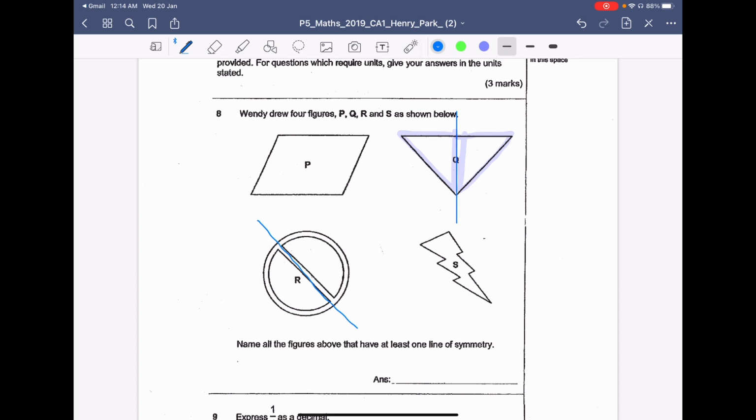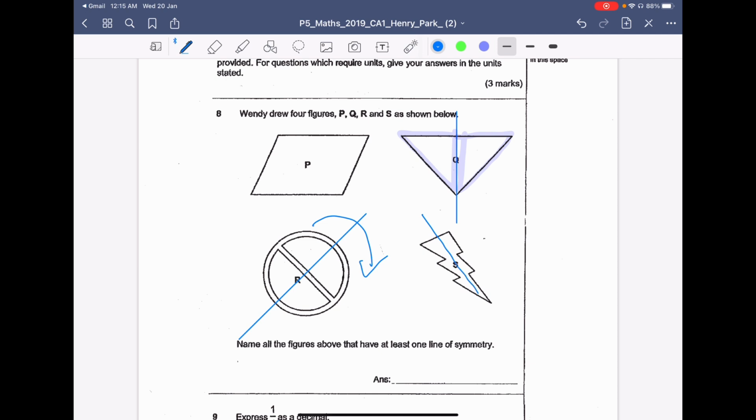For R, if you draw a line diagonally down and you fold it over, they are the same shape. Similarly, if you draw a line in the other direction and you fold it over, they also have a line of symmetry. So this has at least one line of symmetry.